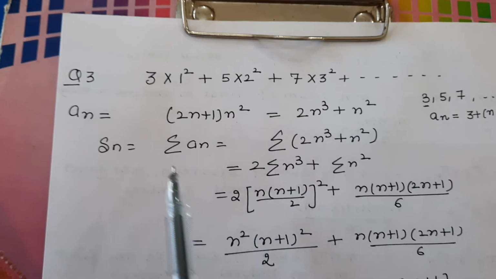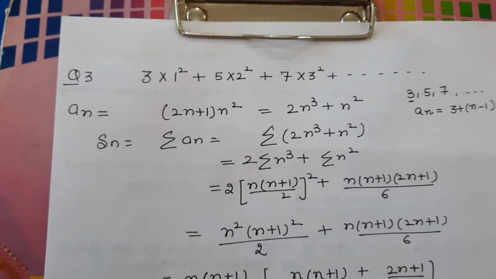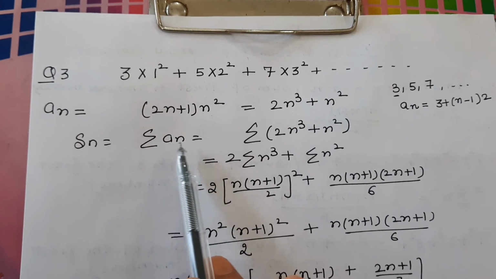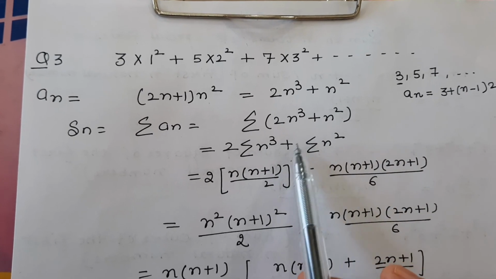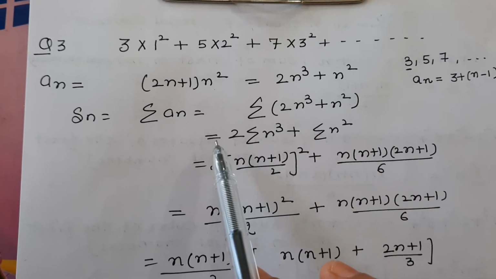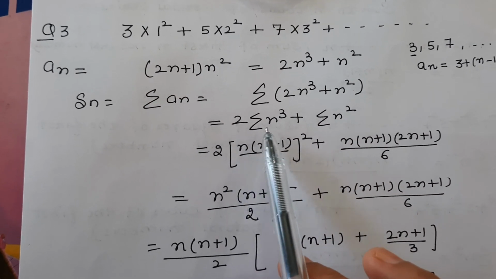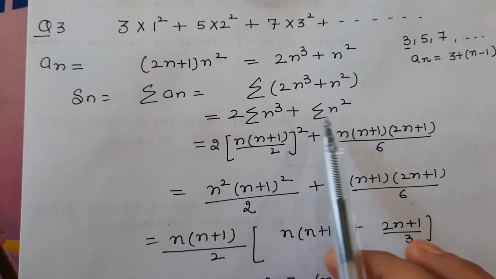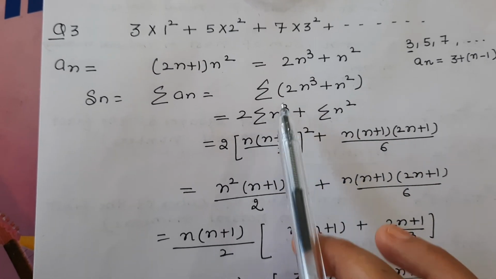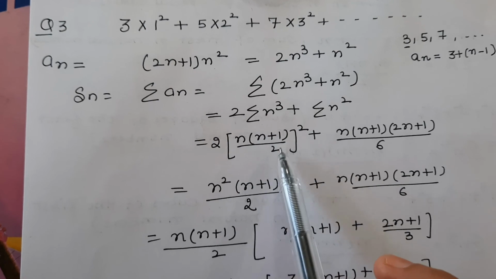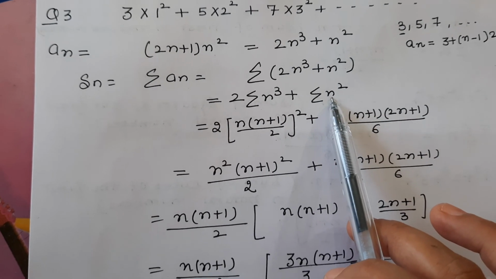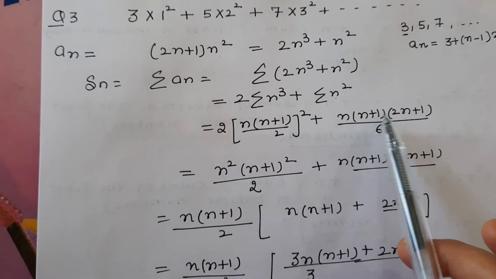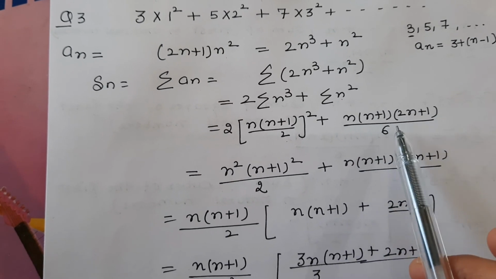Multiply it. Now we have to find the sum of n terms. It is summation an. Put the value of nth term here. Now you can split your summation and take the constant common. So I have rewritten this as twice of summation n cube plus summation n square. Its formula is n into n plus 1 by 2, and it's a whole square. And the formula of summation n square is n into n plus 1 into 2n plus 1 by 6.